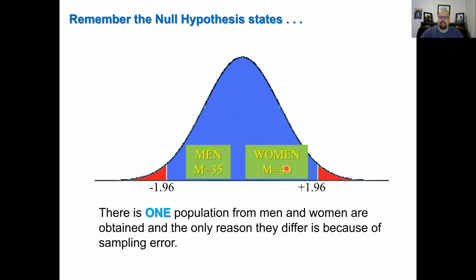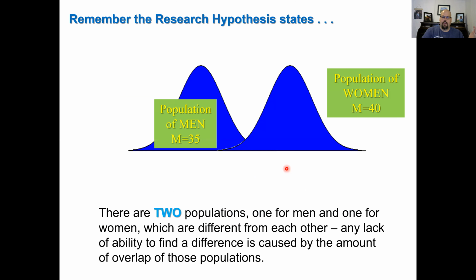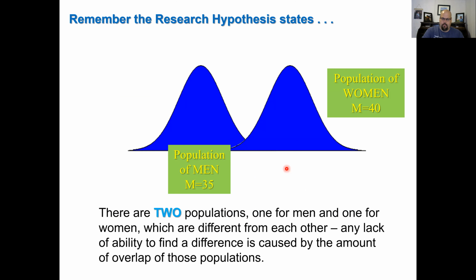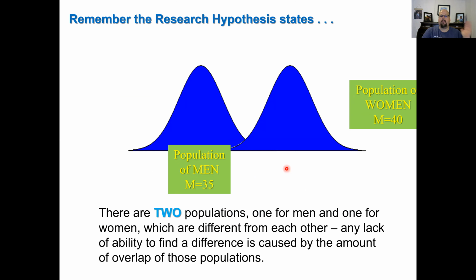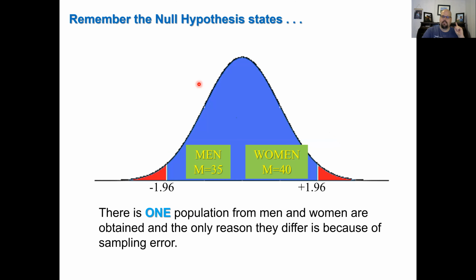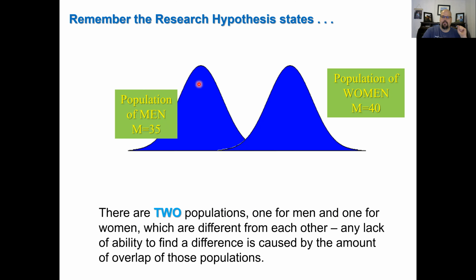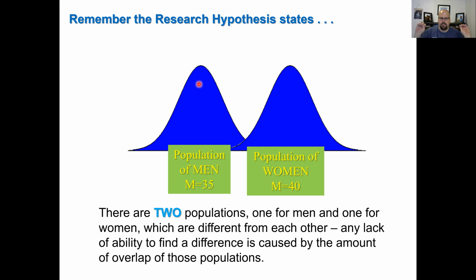The research hypothesis actually states that the population of men and women are actually different, and the mean of men of 35 is here, the mean of women is 40 over there, and those populations are different. And the reason that they're different is because they have different beliefs, right? So in this situation here, null hypothesis, same population. Here, separate populations, research hypothesis.